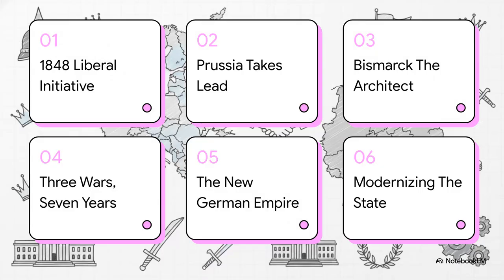So here is our roadmap for that perfect 5-mark essay. First, we'll look at the 1848 Liberal Initiative. Then, how Prussia takes the lead. Next, we meet Bismarck the architect, map out the 3 wars over 7 years, witness the birth of the new German Empire, and finally look at how they modernize the new state.